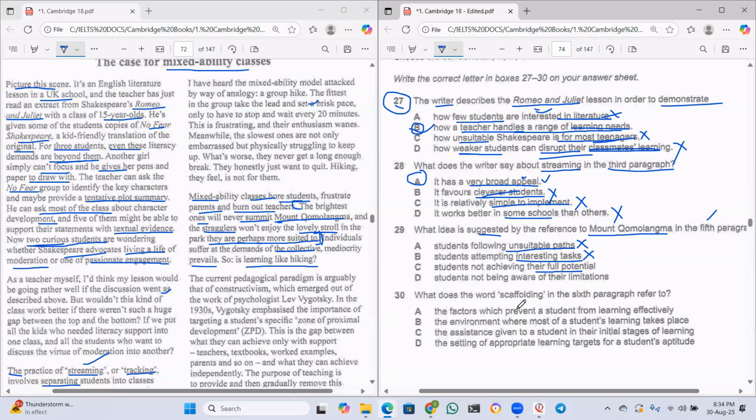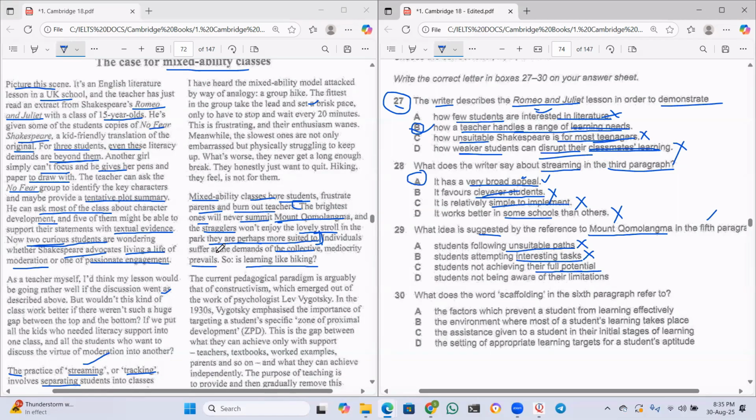Students not achieving their full potential. Wow, I think this one is very close, right? See, they are not achieving their full potential. So, bright students, they will never summit this mountain. And the stragglers, they can't have the lovely stroll in the park. Perhaps they are more suited to.